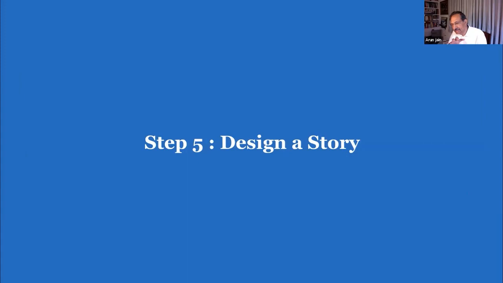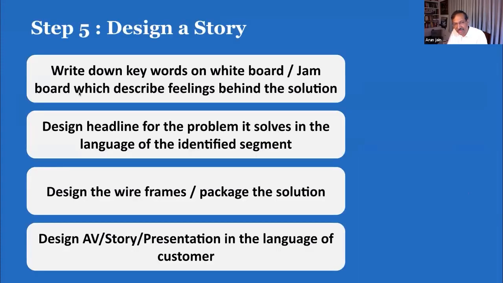Once we do the prototyping, after 6 months, 9 months, we need to design a story. A story is like a movie. The story like Lagaan, the movie, where we bring this concept of AYUSH into day-to-day life. And for designing a story, I need to use keywords on a whiteboard or Jamboard which describe the feelings behind the solutions. Like the way a movie script is written, in the same way I need to write down the keywords which ring the bell in the listener's mind.